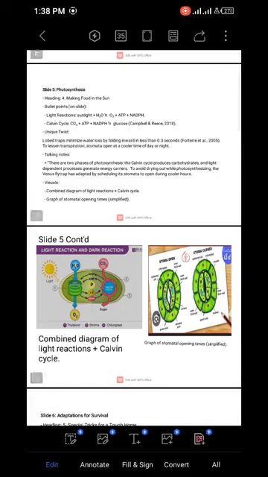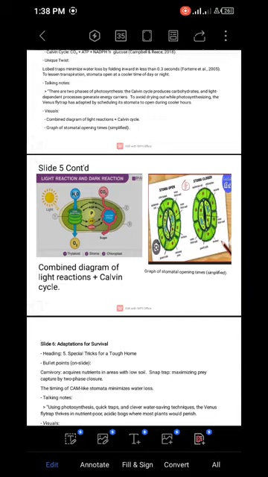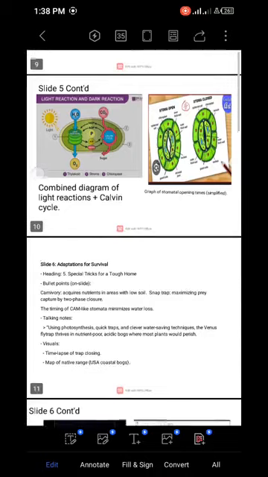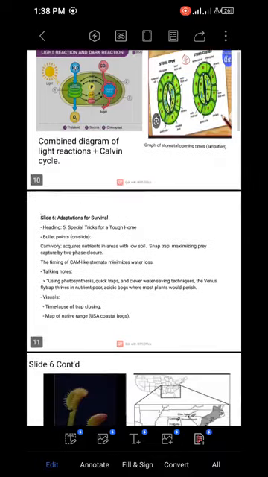Our slide 5 is talking basically about photosynthesis. The talking aspect of it is, there are two phases of photosynthesis. The Calvin cycle produces carbohydrate, and the light-dependent processes generate energy carriers. To avoid drying out while photosynthesizing, the Venus flytrap has adapted by scheduling its stomata to open during cooler hours. You can see the visual aspect of it: a combined diagram of light reactions plus Calvin cycle, and then the graph of stomata opening times, simplified as you can see.